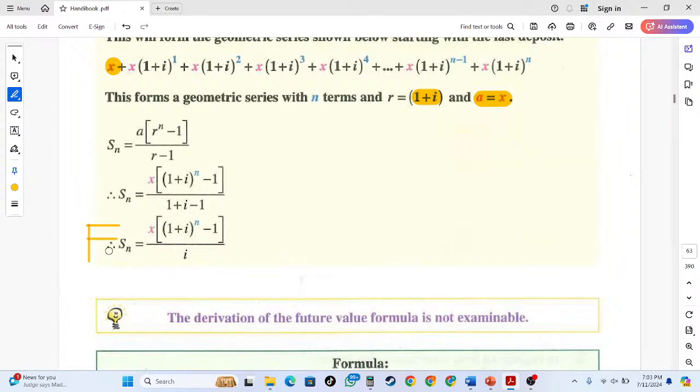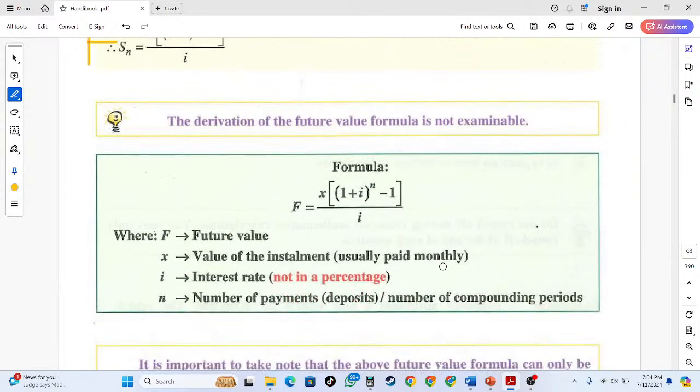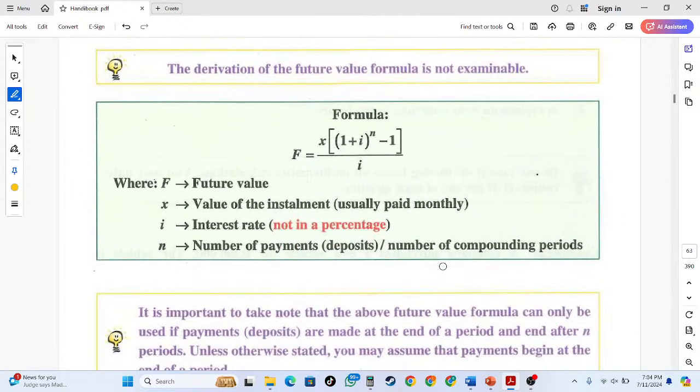Future value: how much will my money be at the end of a certain period? That's where this formula comes from. These ones cancelled each other, then the I remained. Let's go to the actual formula for the future value. Please copy this if you can, if you see it.